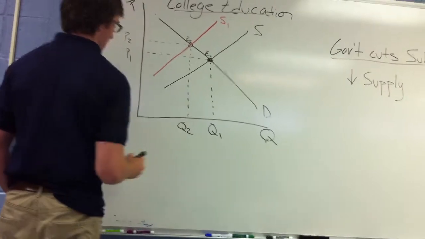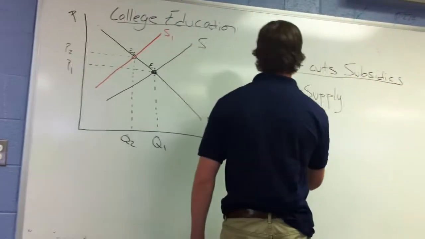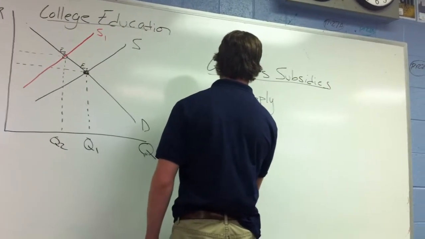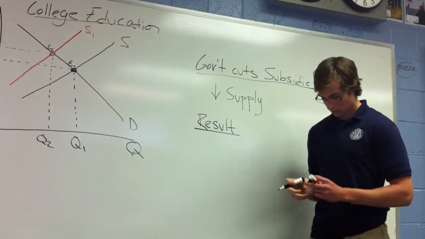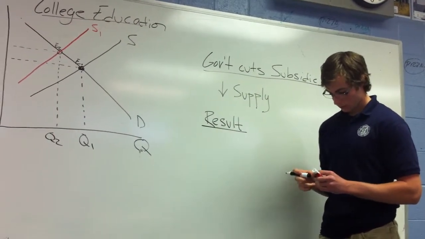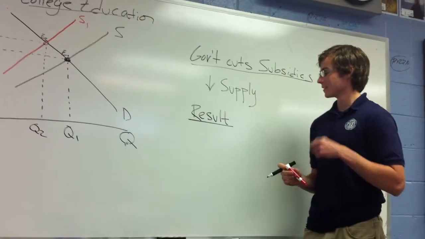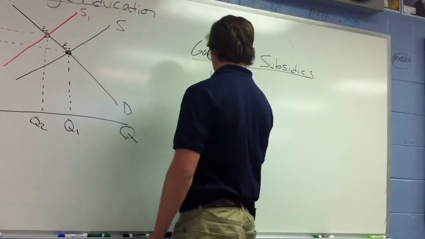Now, decrease in supply, we're going to write the word results. What are the results in the market? In other words, what happened to the price and quantity? Because remember, that's why we use supply and demand as economic tools: to analyze markets and figure out what happened to the prices and quantities at the new equilibrium. So because of the decrease in supply, we write down price, and then we draw an arrow up because prices went up.